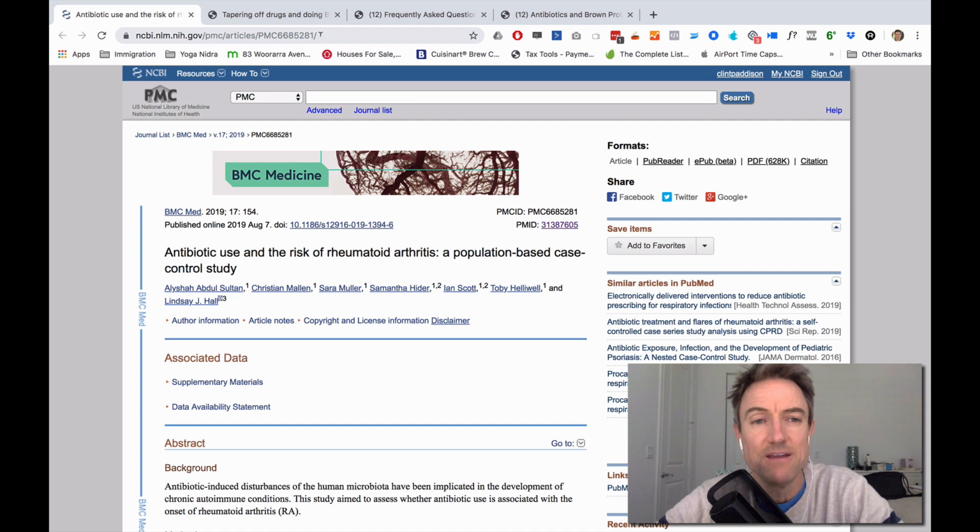So what do you do if you already have rheumatoid arthritis? And we can see how really impactful the antibiotic use is.